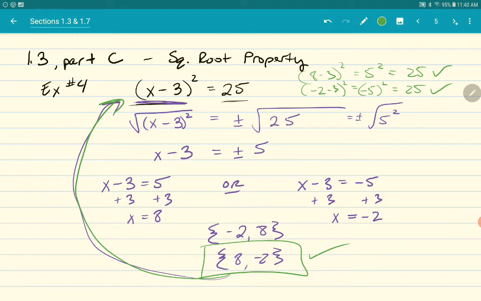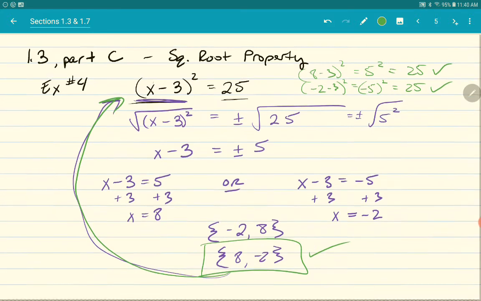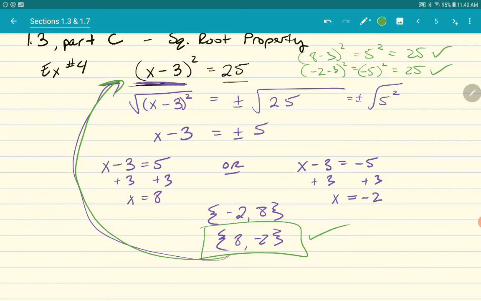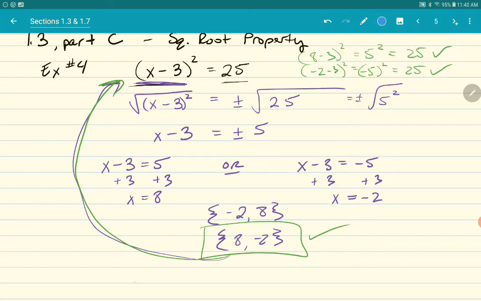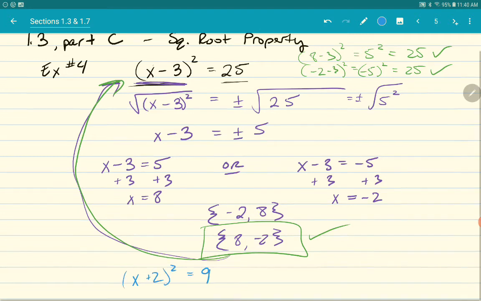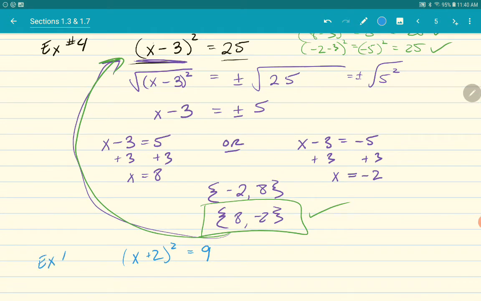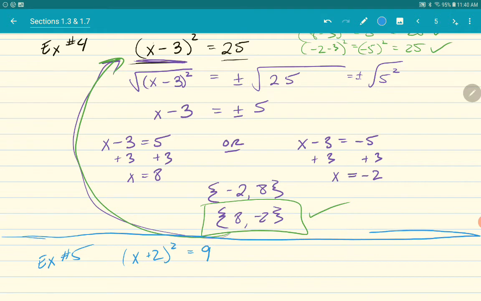Let's do another example where we get a complex number. Let's do that one in blue. So what if I had, I don't know, x plus 2 squared equals 9. So this will be example 5. Okay, following that same process, I take the square root of both sides. On the left, I get x plus 2. On the right, I get plus or minus 3.